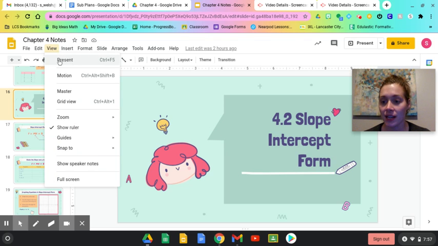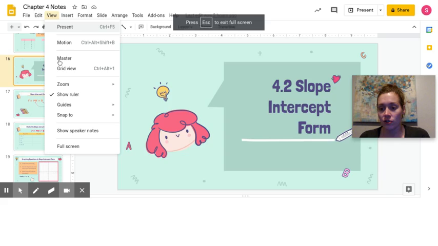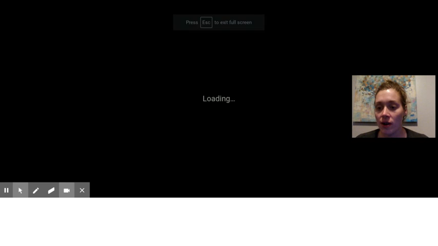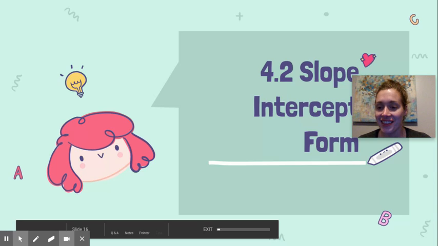Everyone, today we are going to continue with our Chapter 4 notes. So make sure you have those out and ready to go and fill those in with me as we go through the lesson today. So we've been talking about finding the slope of a line with our rise over run, or subtracting the y's in the numerator and the x's in the denominator.